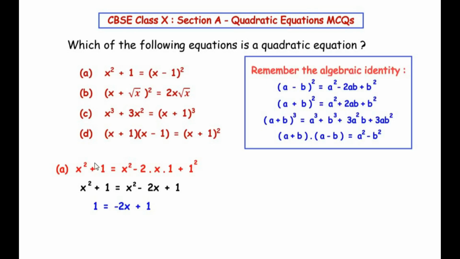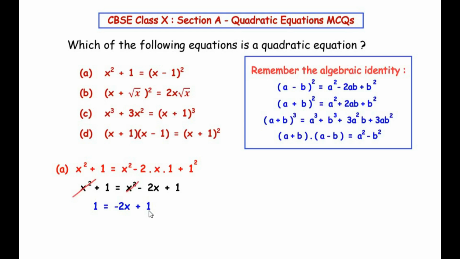Now we have considered the first option, that is x square plus 1 is equal to x minus 1 the whole square. We have kept the left hand side same. To expand the right hand side, we have made use of the first identity, that is a minus b the whole square. Using this identity, we have expanded this bracket as x square minus 2 times x times 1 plus 1 square. Now simplifying this, we get x square plus 1 is equal to x square minus 2x plus 1. We can see that x square cancels from both sides of the equal to sign, simplifying the equation as 1 is equal to minus 2x plus 1.